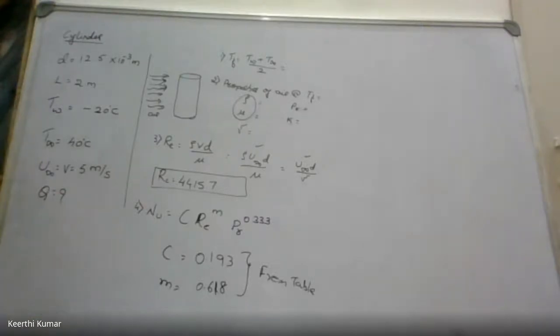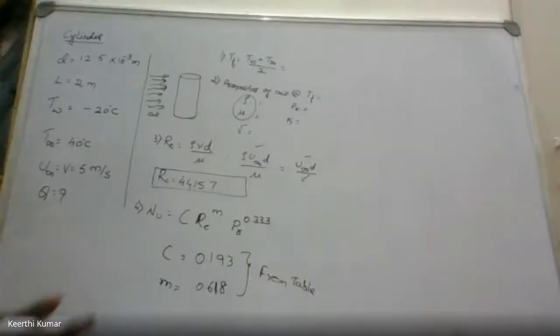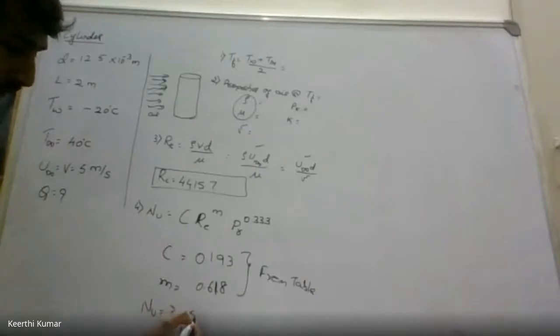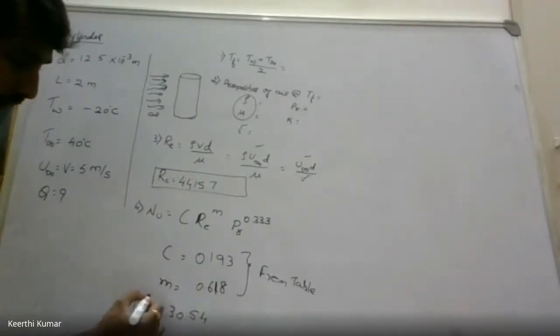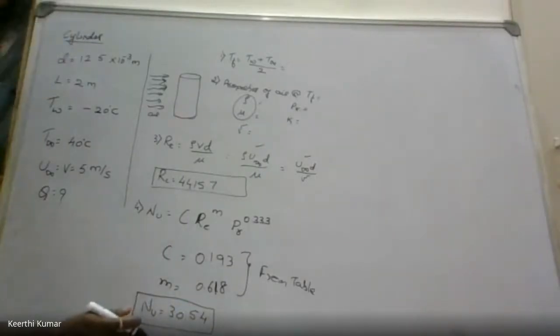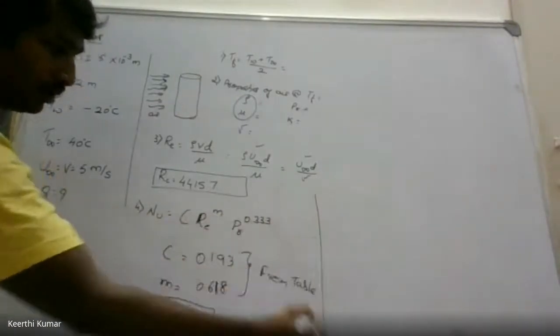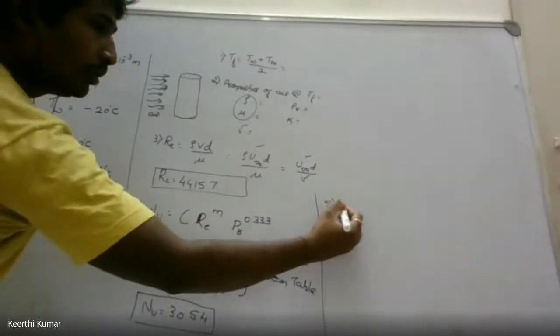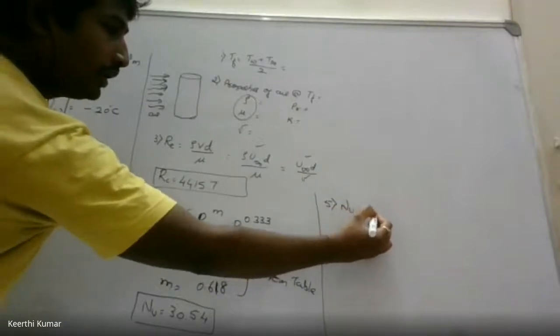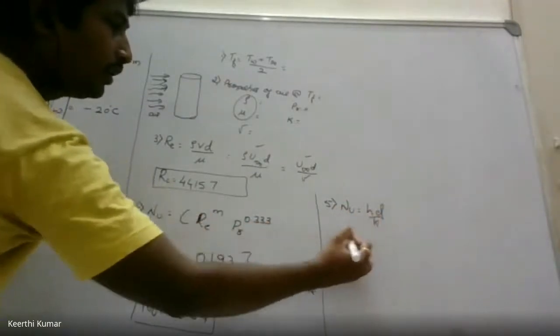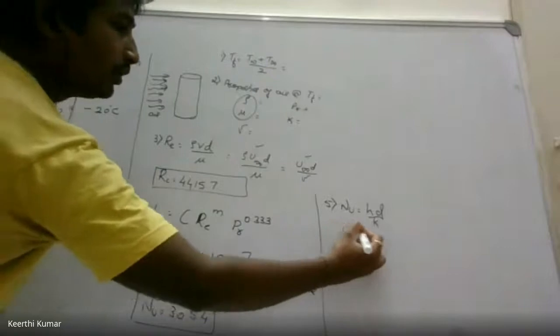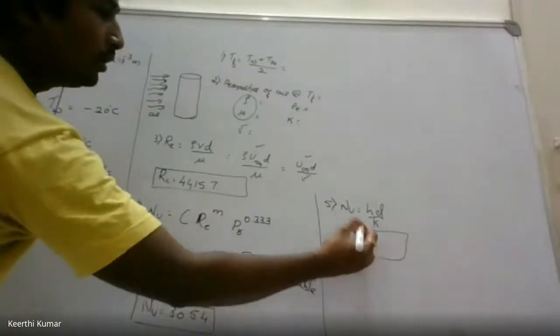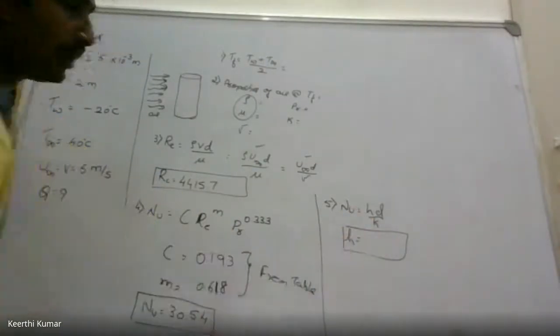So what is the Nusselt number we got? 30.54. Yes, sir. Okay, the Nusselt number is 30.54, no units. Next, what is the next step we need to follow? Substitute the Nusselt number in hD by k and take out h from this. So h is equal to Nusselt number into k by D. So what is the value of h?